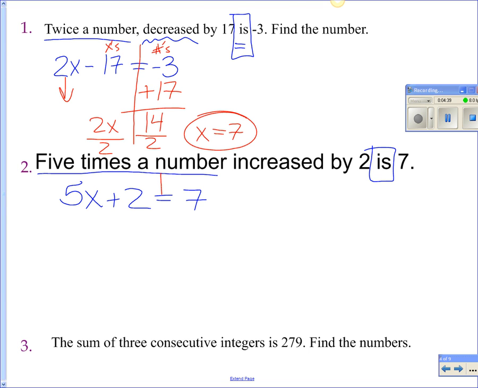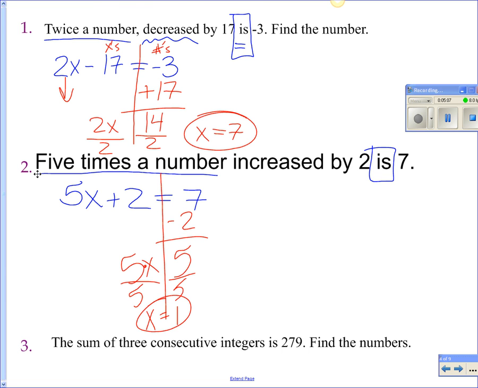All right, so I'm going to draw my line. And Allison, what's going to move to the other side? 2. And so I'm going to subtract 2. And that will give me 5. And Destiny, what do you do last right here? What's the opposite of multiplying? Very good. And 5 divided by 5 is 1. So you get 1.